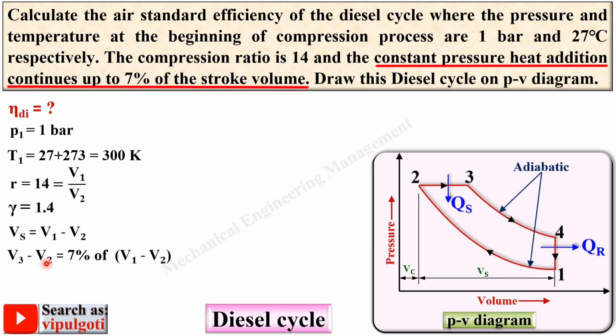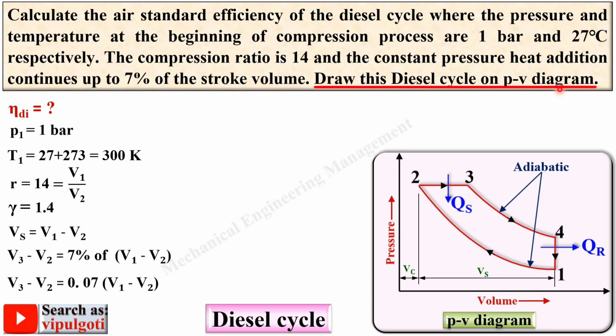So now I think you can understand this statement. So this is really very important. So in the whole problem, this statement is actually the theme of this problem. So now you know that 7% means it is 0.07 of this V1 minus V2. Next, draw this diesel cycle on PV diagrams. Already we have drawn over here the diesel cycle on the PV diagram, which indicates swept volume, or you can say the stroke volume, as well as the clearance volume.